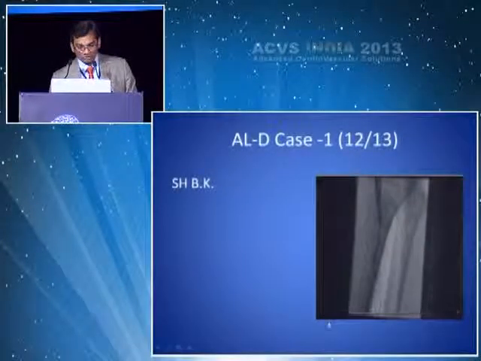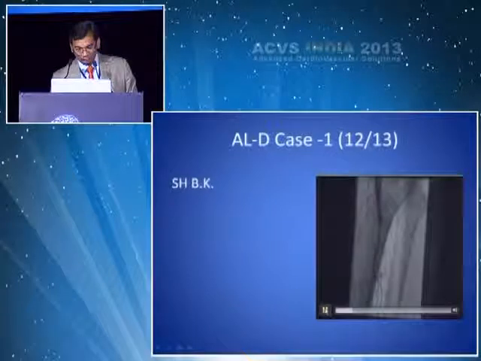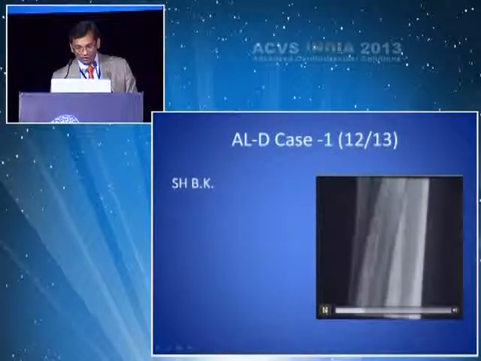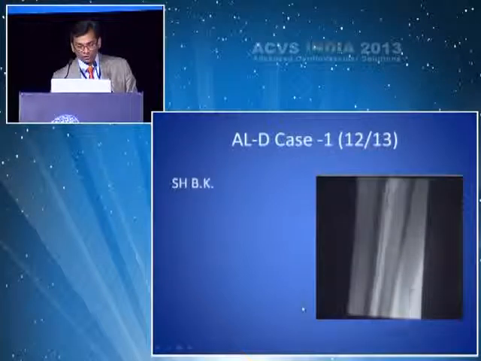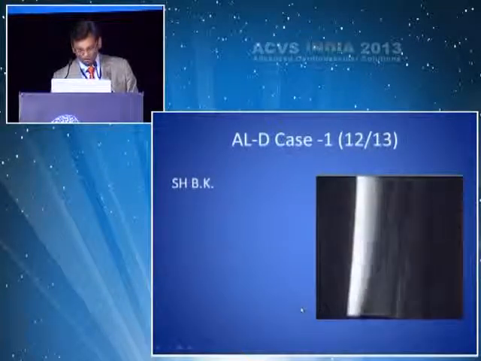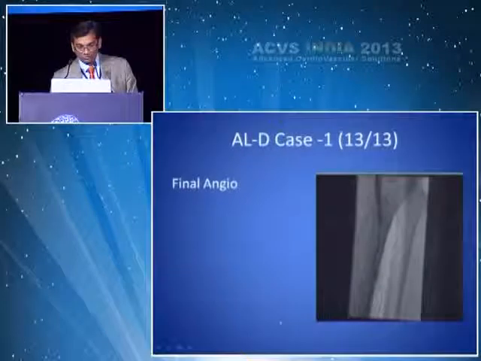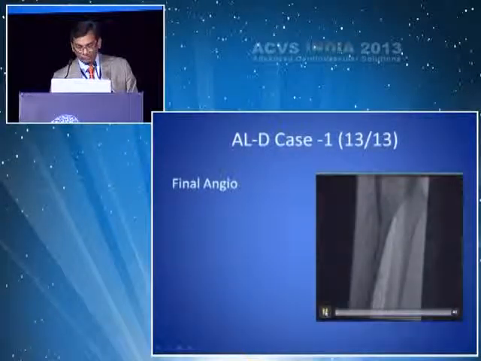This is Silverhawk below knee. As you can see now, the collateral opens up and you have a good one vessel runoff. That's the final angio.